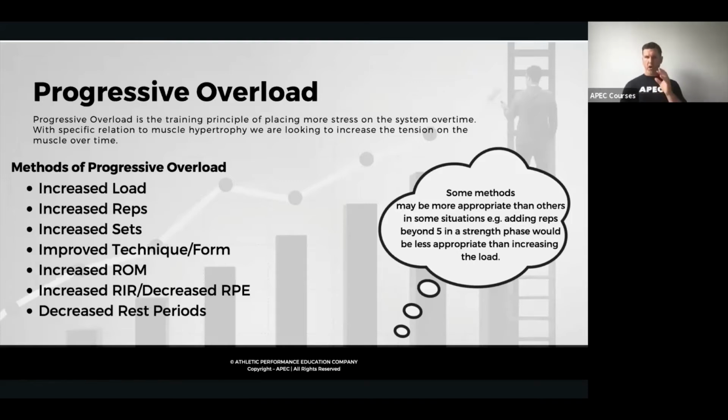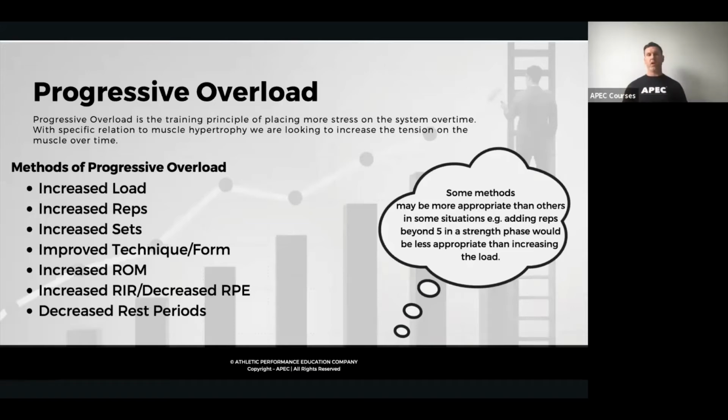We can improve the technique or form. We can look at the biomechanical aspect of the lift and improve that, and as a result, we'll be able to progressively overload how the muscle is able to deal with that load over time. You potentially could increase the range of movement, okay? By increasing the range of movement, you will potentially require more of the motor units to kick in and more of the muscle itself to be activated in order to perform the movement.